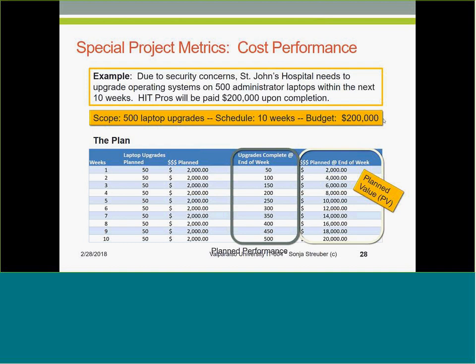Here looks pretty simple, right? We're going to upgrade 50 laptops a week over 10 weeks. Then here is our running tally, and here are the dollars that we have planned at the end of the week. We're going to invest $2,000 into the work until at the end here we're coming out with our $20,000. Okay, great.